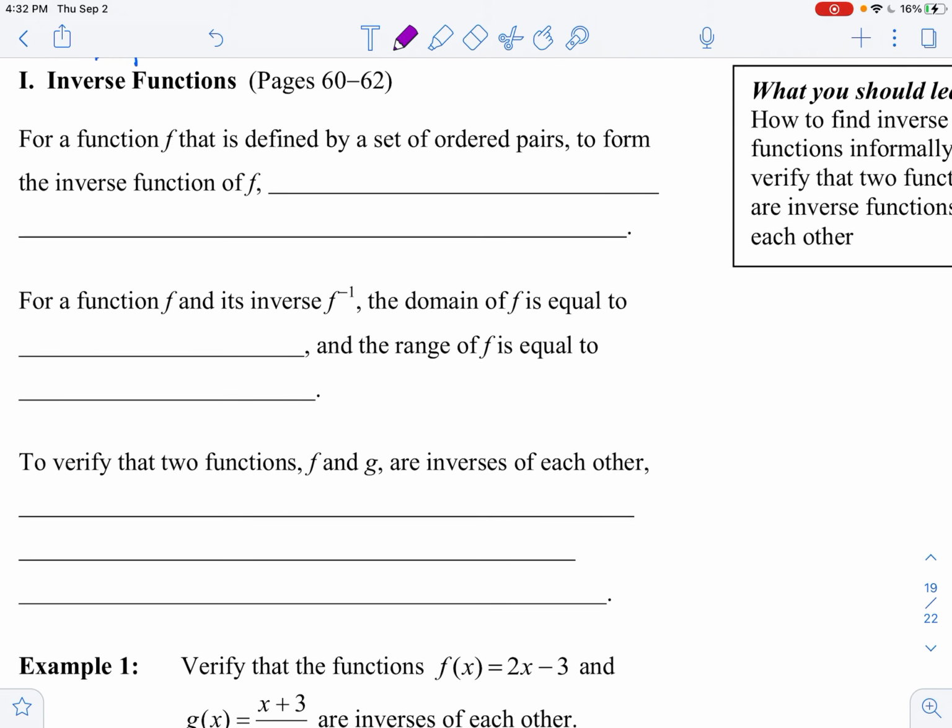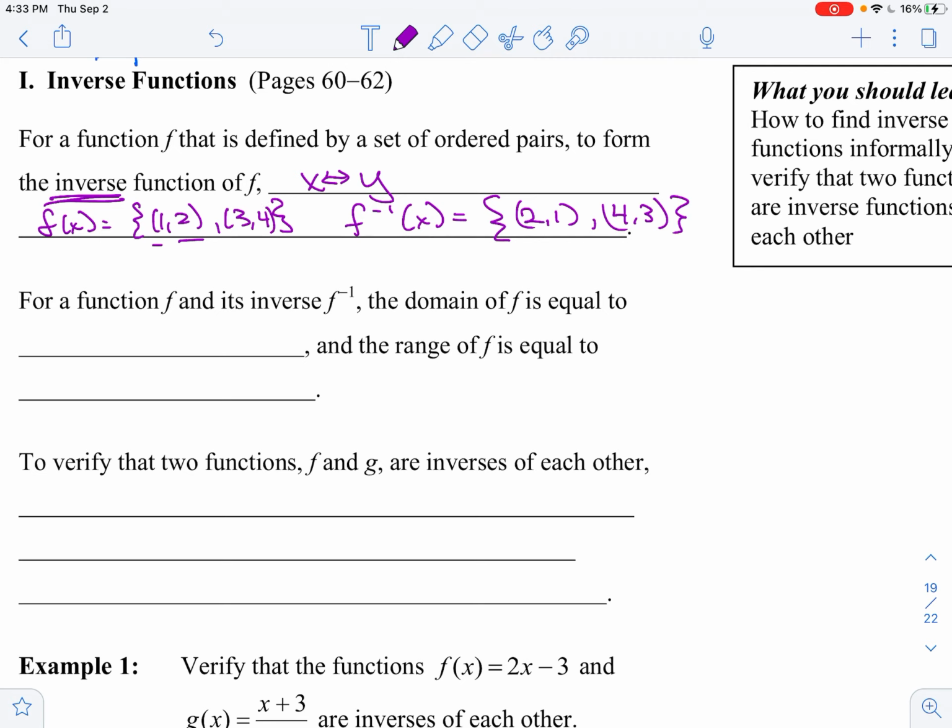For a function that's defined by a set of ordered pairs, to form the inverse function, we basically switch x and y. So let's say, for example, if f of x is the set of (1, 2) and (3, 4), then the inverse function of those two will be the set of, instead of (1, 2), it's going to be the opposite, which is (2, 1) and (4, 3), where we switch the x and the y.